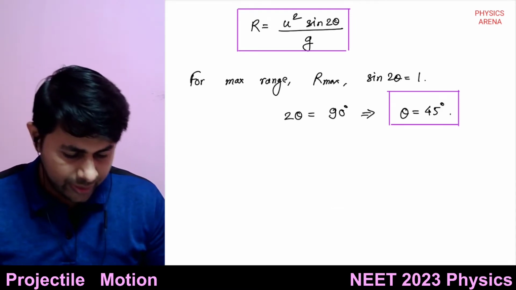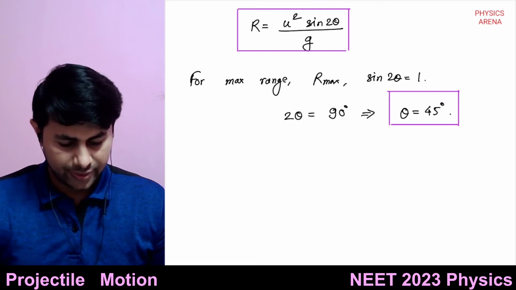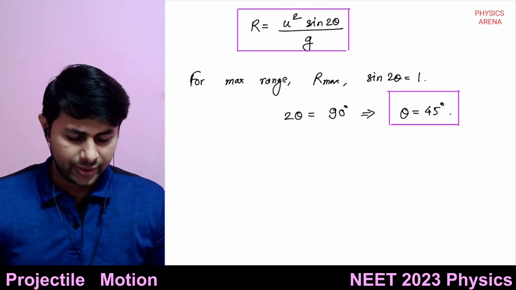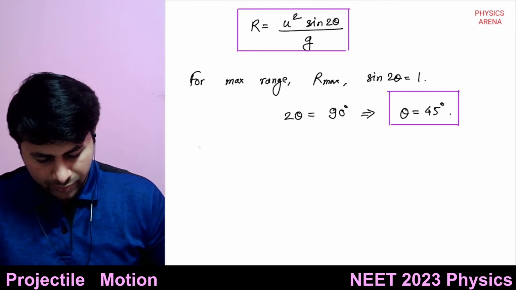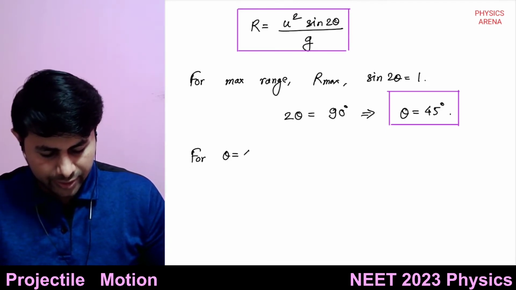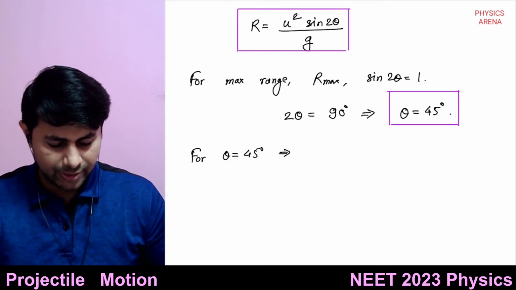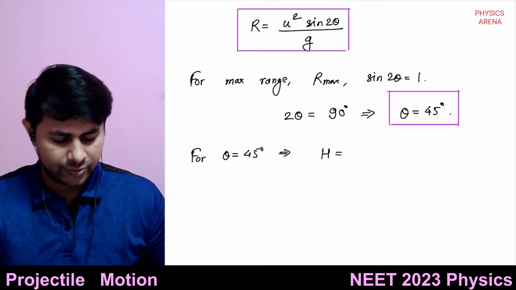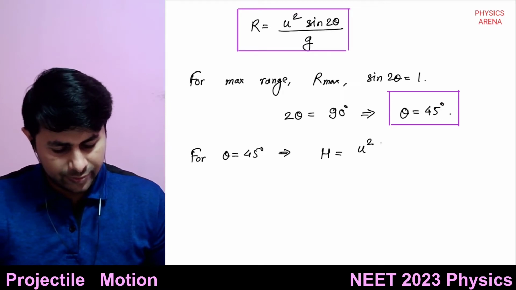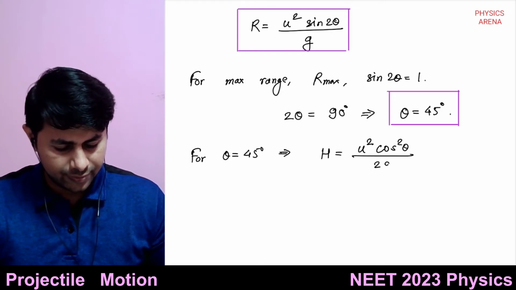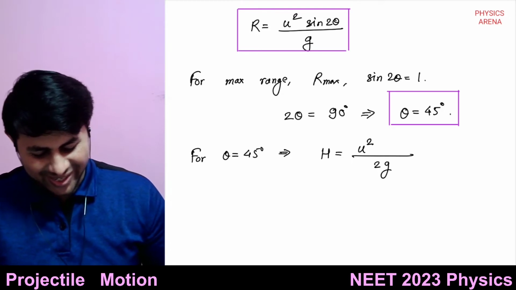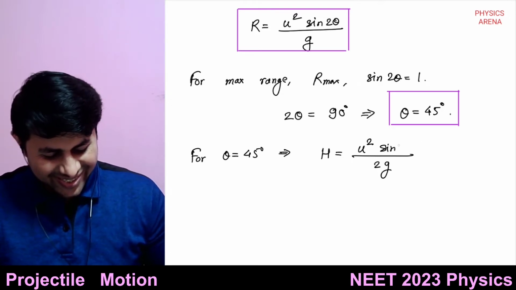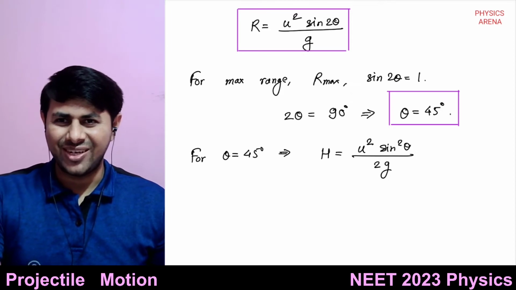Now, what will be the height when R is equal to R max? For theta equal to 45 degrees, what happens to the height? We have this formula: h is equal to u squared sine squared theta divided by 2g. This is the formula.